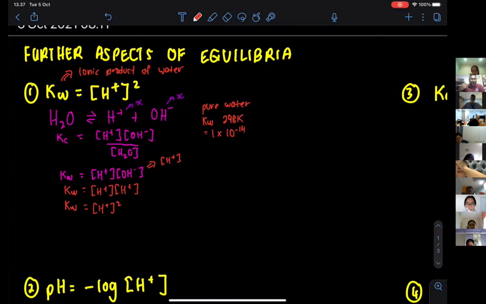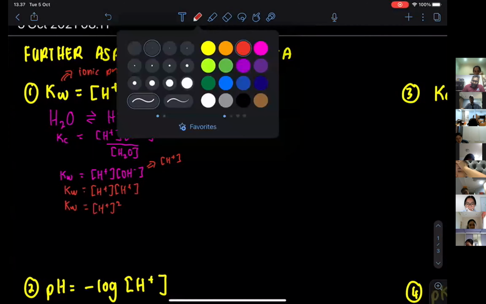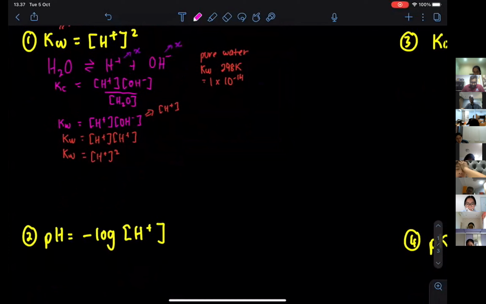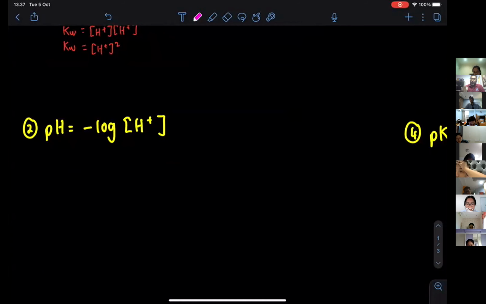From this information, I can find out the pH of pure water at 298. You should know by now how to calculate pH. There is a formula: negative log concentration of H plus. Some of you will be wondering why suddenly we use log, and why negative log. Maybe you have learned this in maths, but the reason we introduce log, which is 10 to the base of something, is that when you change the base, you can get a good number.